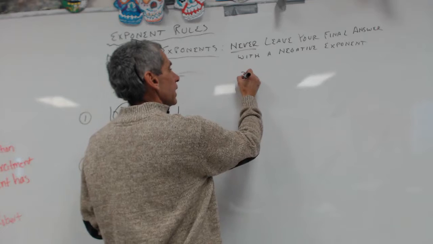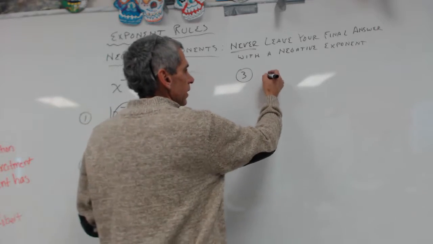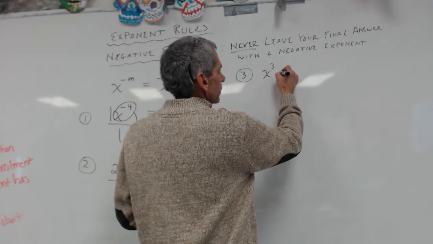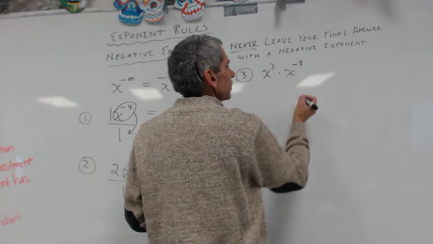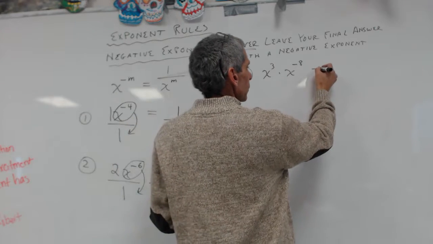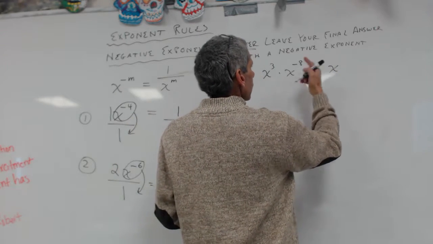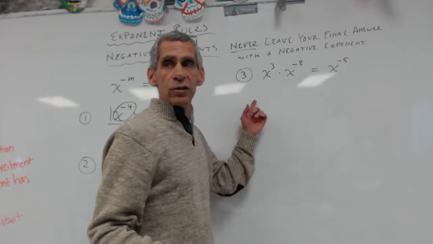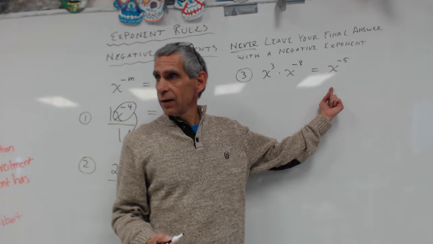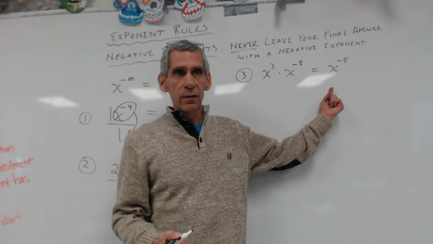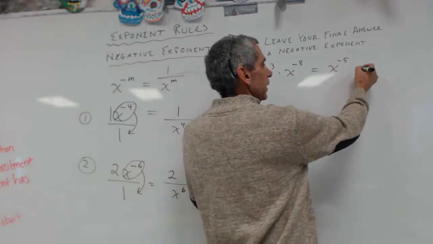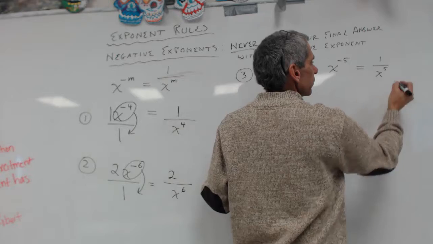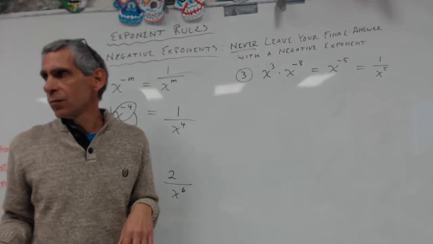So, example 3. Let's say I gave you this, x to the 3rd times x to the -8. What would that give you? x to the 3 minus 8, which is -5, right? Now, it used to be that that's how you answered the question, right? You with me? So now it's going to be 1 over x to the +5. We're going to talk about this again tomorrow in more detail.